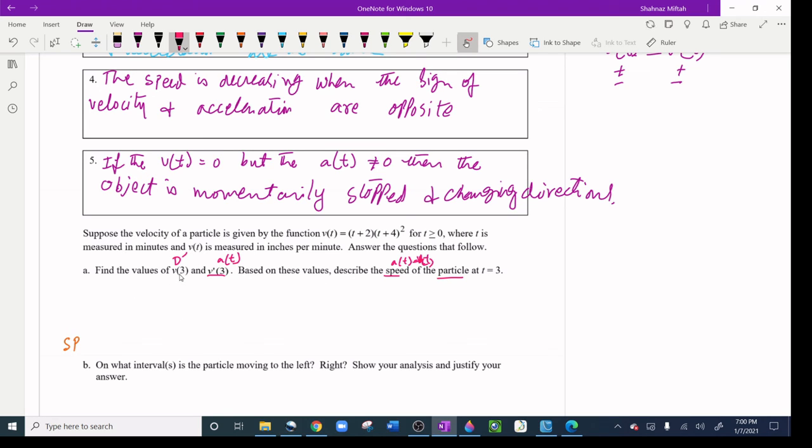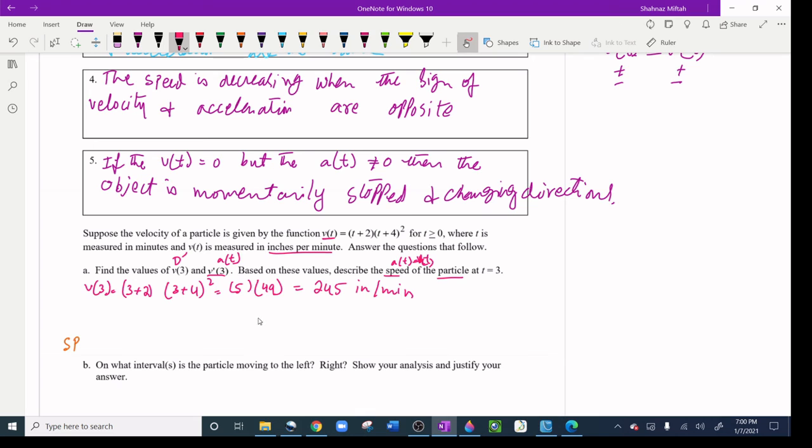So let's find the value of v of 3. Since the v function is already given, all I have to do is plug in that 3 there. So I'm going to plug in 3 in the function that they have right here. 3 plus 2, 3 plus 4 whole squared. Oh, this one is not squared. Okay, so I got that. This is 5, and I got 49, because 7 squared is 49. The answer is 245 inches per minute.